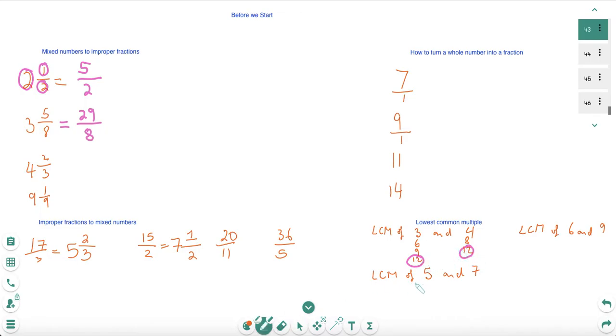Let's look at the lowest common multiple of 5 and 7. So 5, 10, 15, 20, 25, 30, 35, 40. I'll just stop there for now. 7 is 7, 14, 21, 28, 35. Ooh, look! 35 is the first number in both of these times tables. So the lowest common multiple is 35. You can do it for 6 and 9. Now, these are just some knowledge needed before we start adding and subtracting fractions.